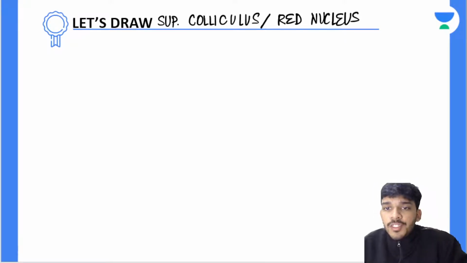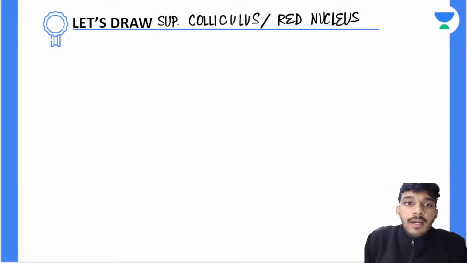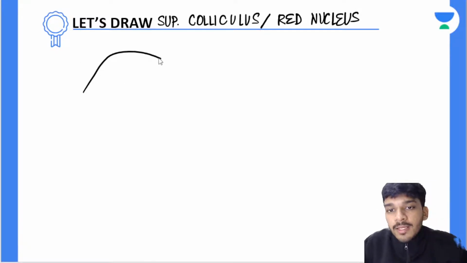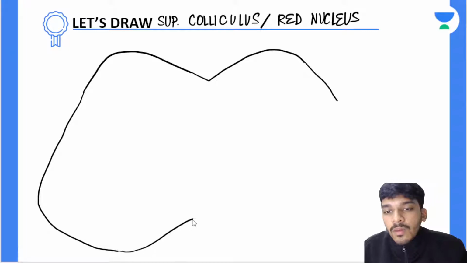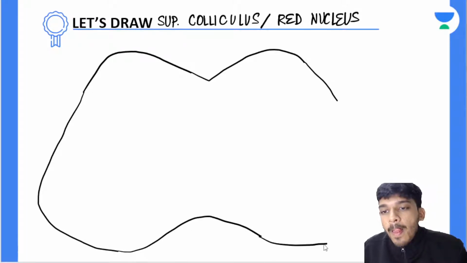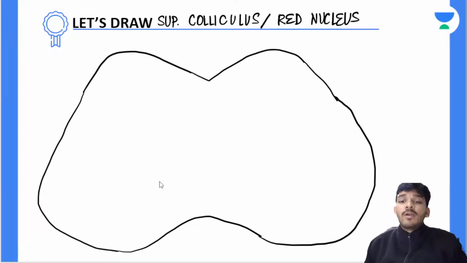First of all, what structure will we draw? You should always start by drawing the basic outline, of course. The outline here is very simple, nothing complicated about it. Just that you have to be accurate in drawing it. So here you can draw it like this. That is more or less the outline.